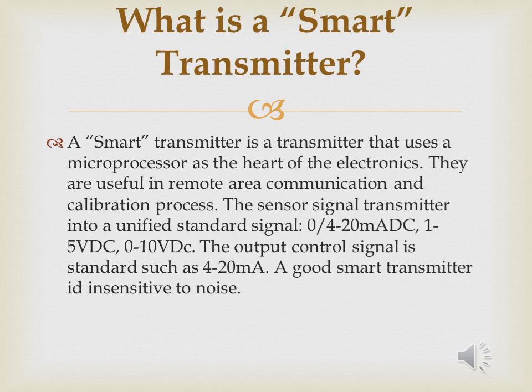What is a smart transmitter? A smart transmitter is a transmitter that uses a microprocessor as the heart of the electronics. They are useful in remote area communication and calibration process. The sensor signal is transmitted into a unified standard signal, 0/4-20 mA DC, 1-5 VDC, 0-10 VDC. The output control signal is standard such as 4-20 mA. A good smart transmitter is insensitive to noise.